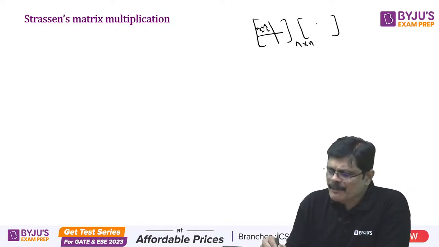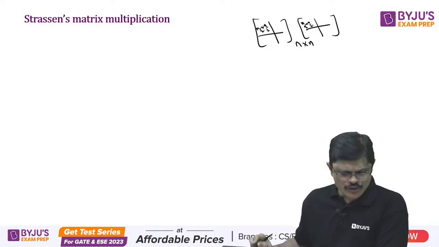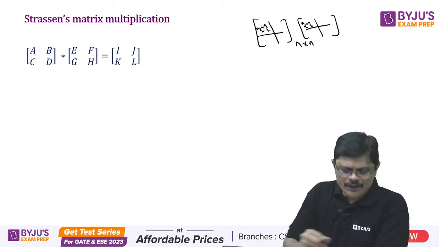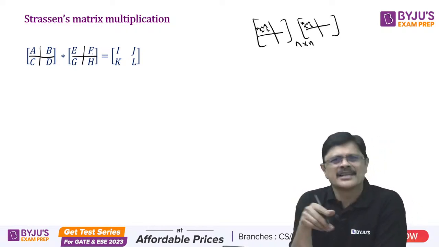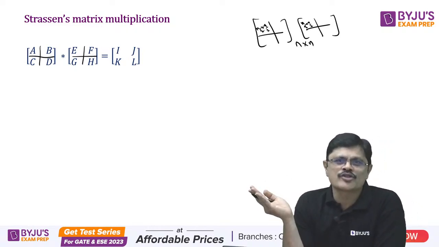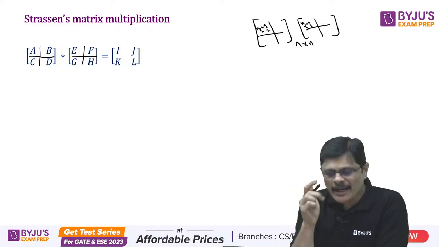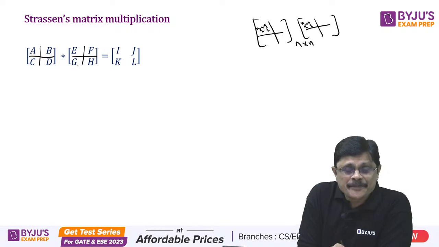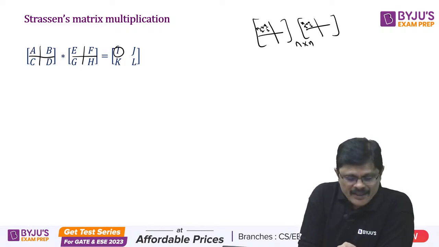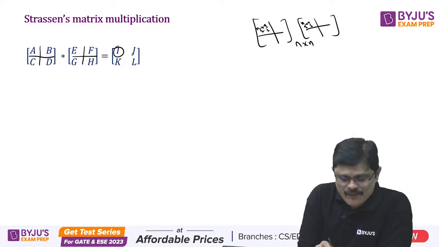So you want to multiply two matrices, then you divide into n by 2 by n by 2 matrices, my dear friends. So these are the matrices, like these are sub matrices. So you can multiply two matrices just by multiplying corresponding blocks also. But if you use the regular procedure, A into E plus B into G will give you I. A into F plus B into H will give you J.